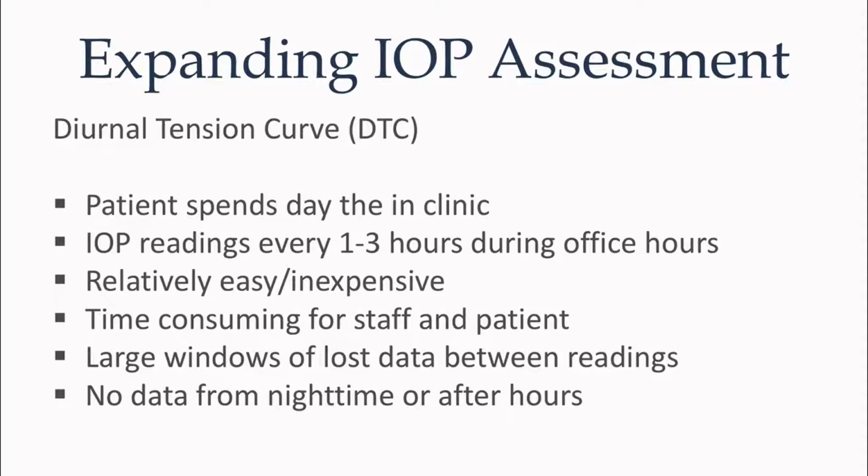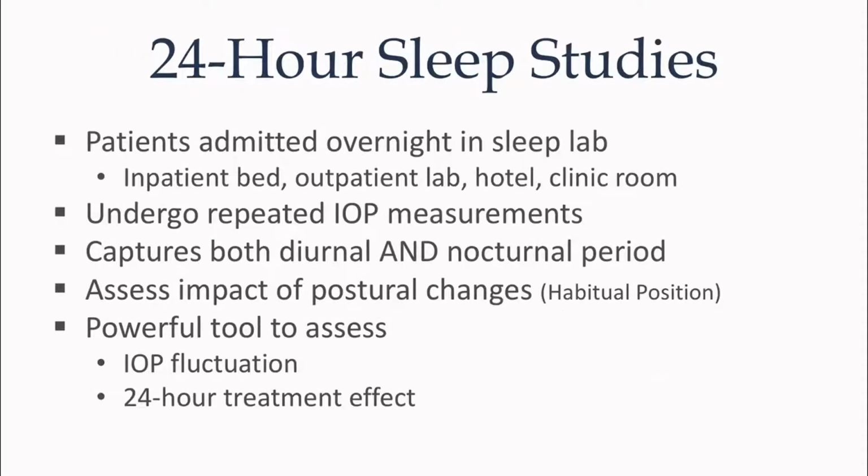The IOP readings when you're doing a DTC are just one every 1 to 3 hours, relatively easy and inexpensive, something you can do in your office. But it can be time consuming for the staff in a very busy clinic, and you don't have any data on the nighttime that you would ideally like to get if you're trying to get the entire continuum of what's happening with the pressure. Now, in a sleep lab, the patients are admitted overnight.